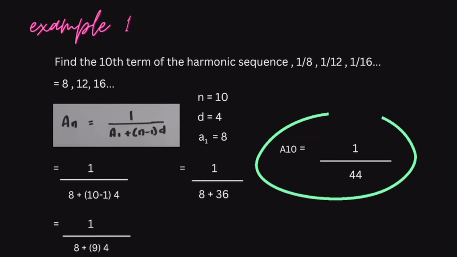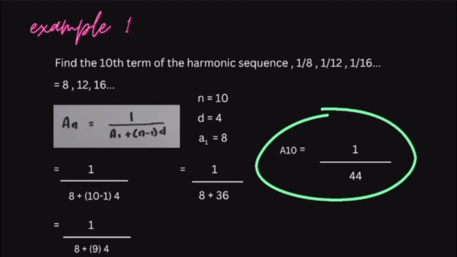Example number 1. Find the 10th term of the harmonic sequence 1 over 8, 1 over 12, 1 over 16, and so on. So the first thing we're going to do is reciprocal. So it will become 8, 12, and 16. Then we're going to use the formula a sub n is equal to 1 over a sub 1 plus the quantity of n minus 1 times d. So we're going to find the values. So that n is equal to 10, d, which is our common difference, is 4, a sub 1 is 8.